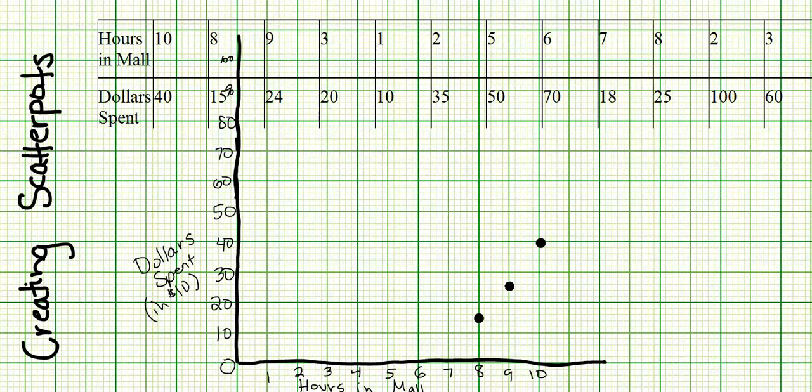3 hours, $20. 1 hour, spent $10. 2 hours was $35. 5 hours in the mall, spent $50. 6 hours in the mall, spent $70. 8 hours in the mall, spent $25. 2 hours in the mall, spent $100.